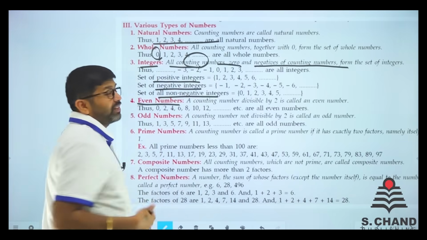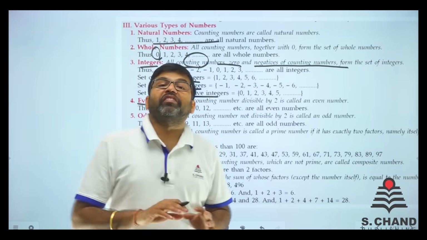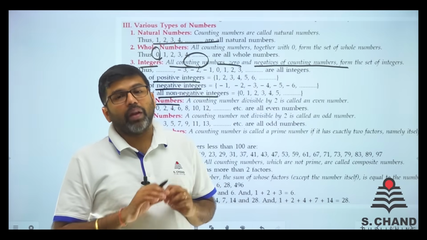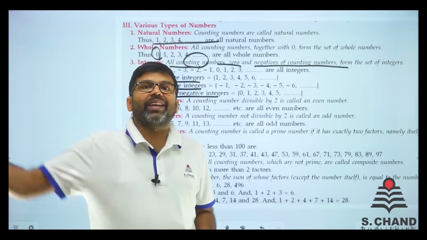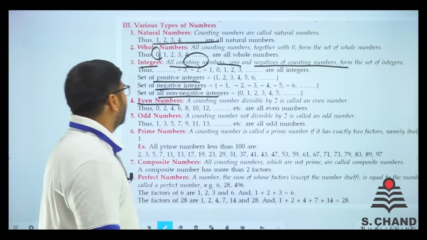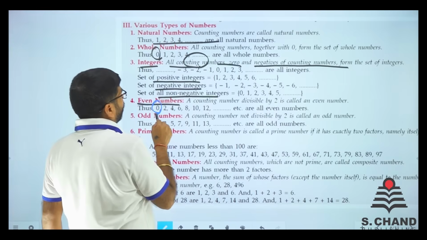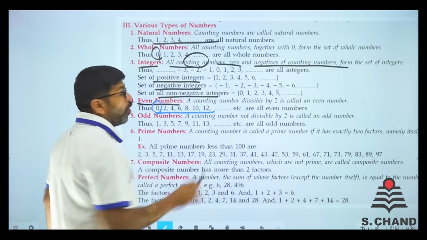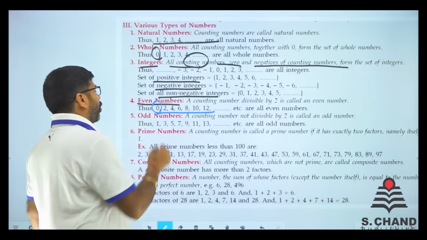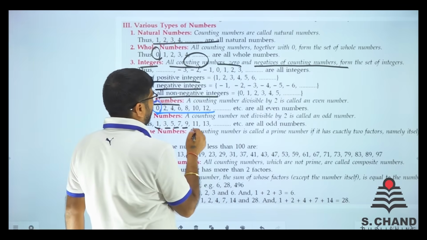Even numbers. So what is an even number? You know it very well. You have heard of it a lot of times. 2, 4, 6, 8, 10. All these are even numbers. Starting from 0, we have 2, 4, 6, 8, 12. All these are even numbers. And what about odd numbers? 1, 3, 5, 7, 9.